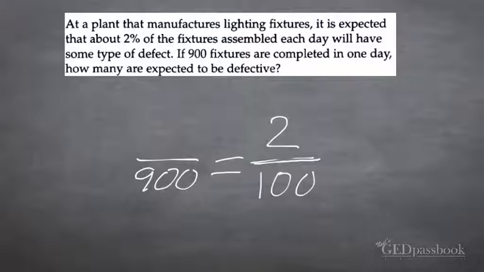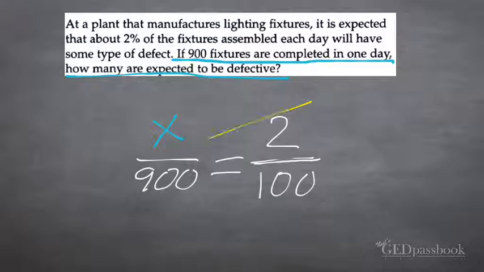Let's read the word problem. If 900 fixtures are completed in one day, how many of those 900, so they're looking for the part, are going to be defective? So we're looking for the defective amount from 900 fixtures. You guys see that? You guys see how simple it is? So let's do our thing.